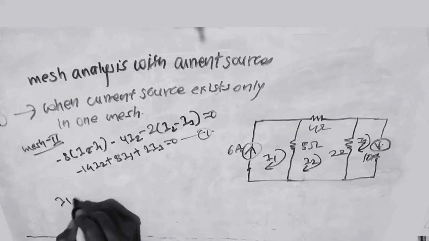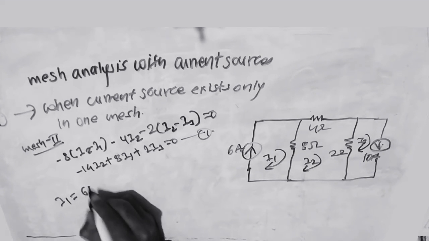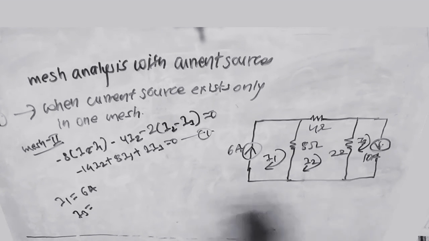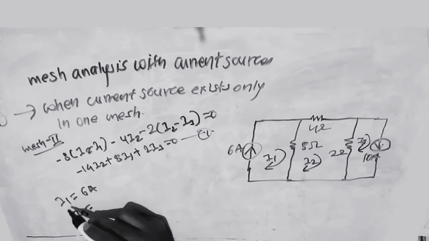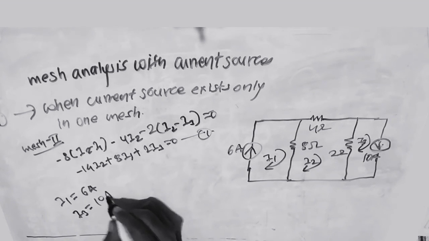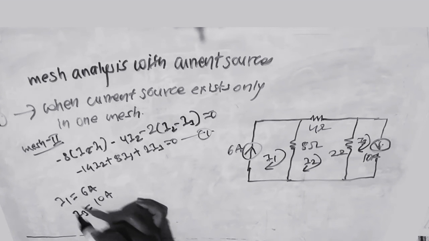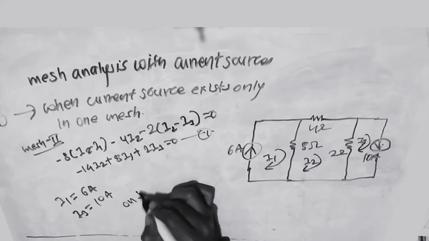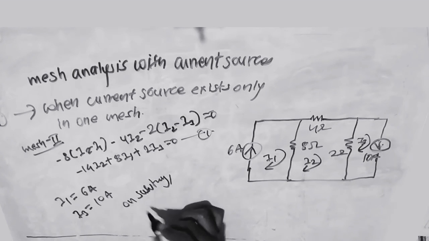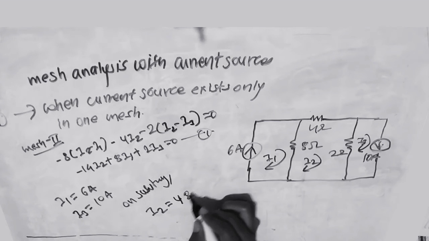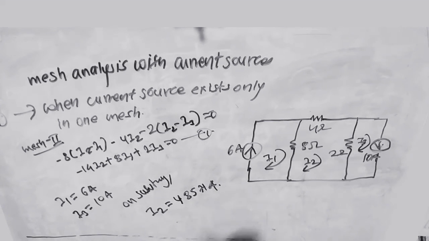From mesh first and mesh third, we can directly write: in mesh first we have I1 equal to 6 ampere, already given, and in mesh third we have 10 ampere current given. On substituting the values of I1 and I3 in equation first, we get the value of I2 as I2 equals 4.8571 ampere.